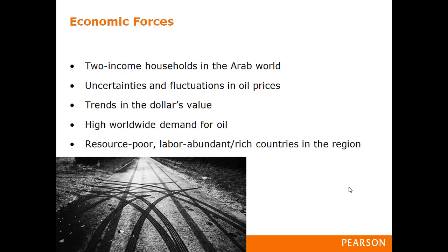Some of the economic forces that are mentioned in the book that are affecting our part of the world is that more and more we see two income households in the Arab world. So where previously the father was working, earning a living for the family, now we see that the mother, the wife, is also earning an income. The second point is there are uncertainties and fluctuations in oil prices. You know that is basically the reason why we now have Vision 2030, right? To diversify the economy into more of a knowledge-based economy.